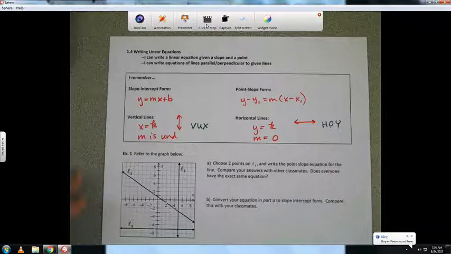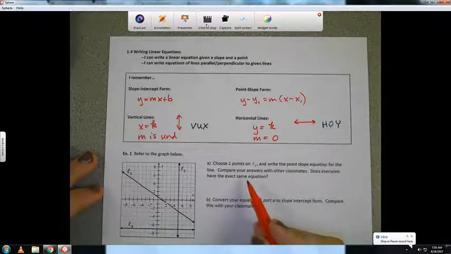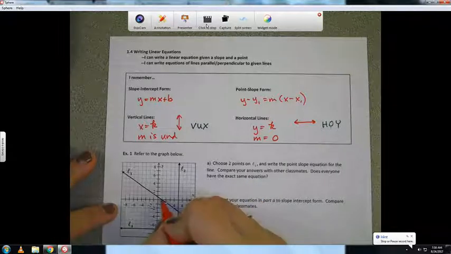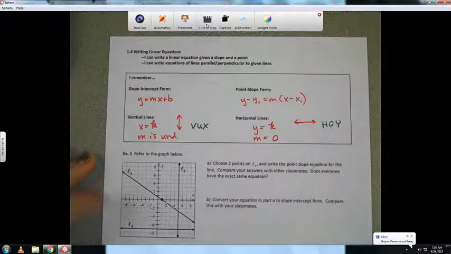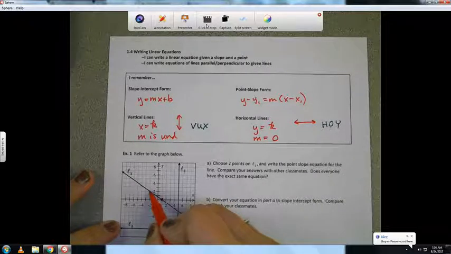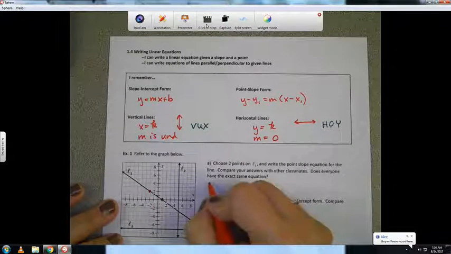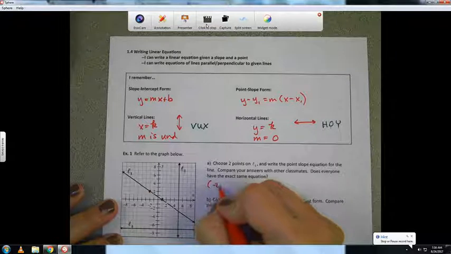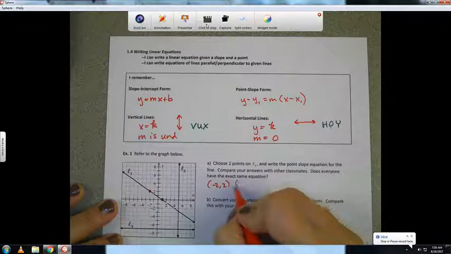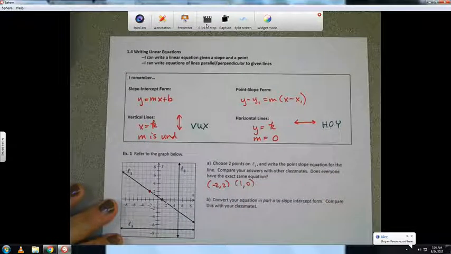Alright, example 1. Choose 2 points on line L and write the point-slope equation for the line. So, basically when you're looking for 2 points, you want to find points that have nice grid intersections, the ones that you're not really guessing on. So these are looking pretty good to me. Alright, so there's line 1. I'm using the points negative 2, 2, and the points 1, 0.